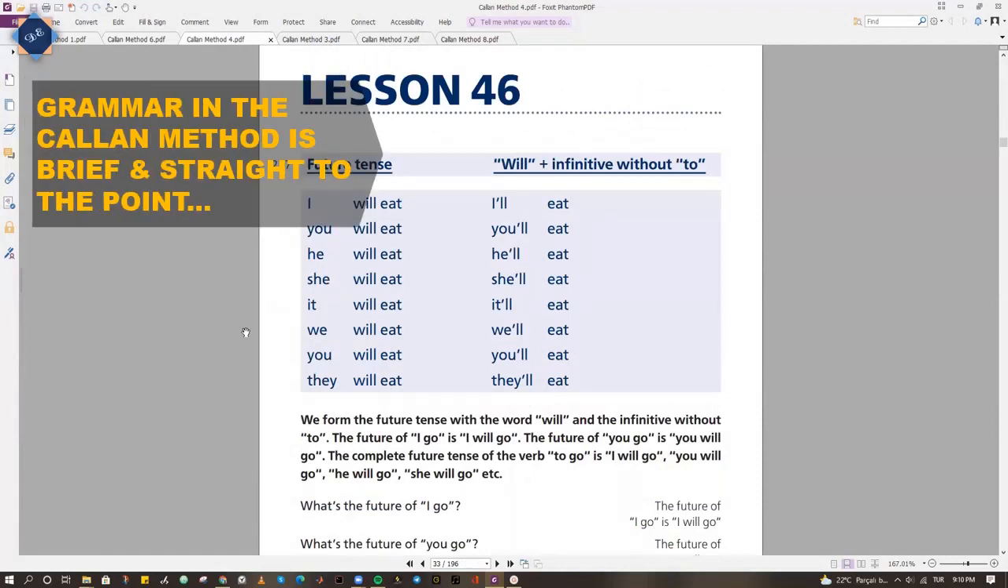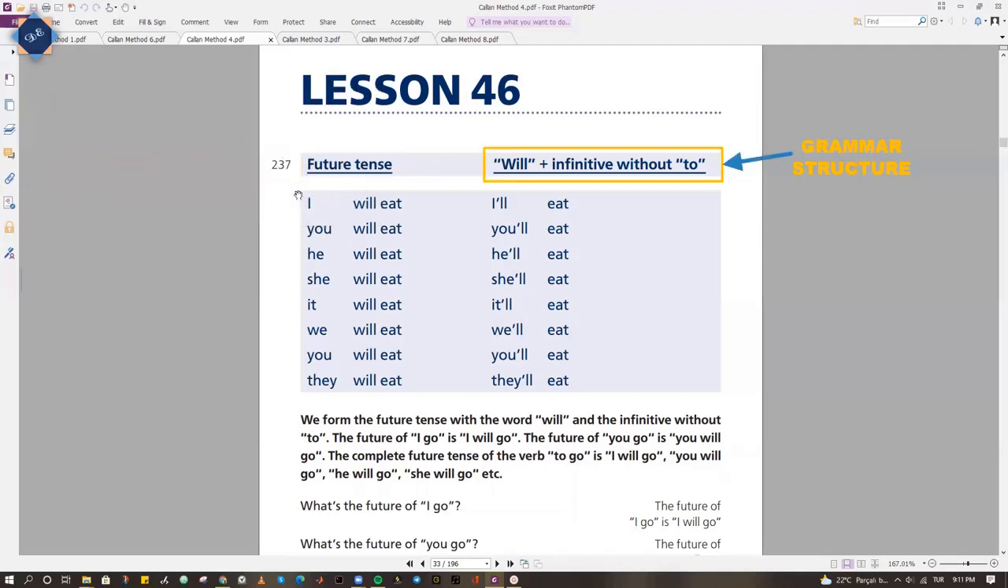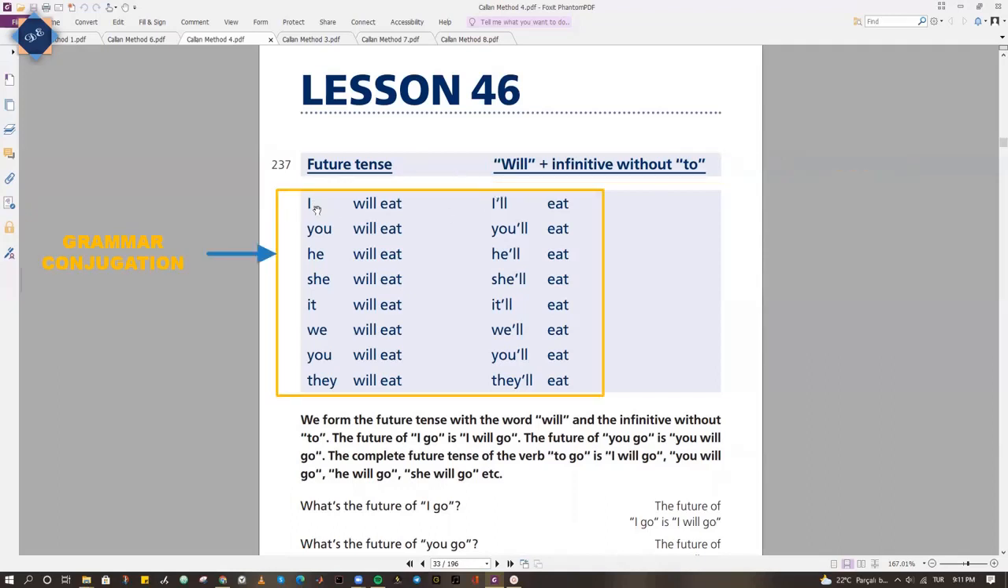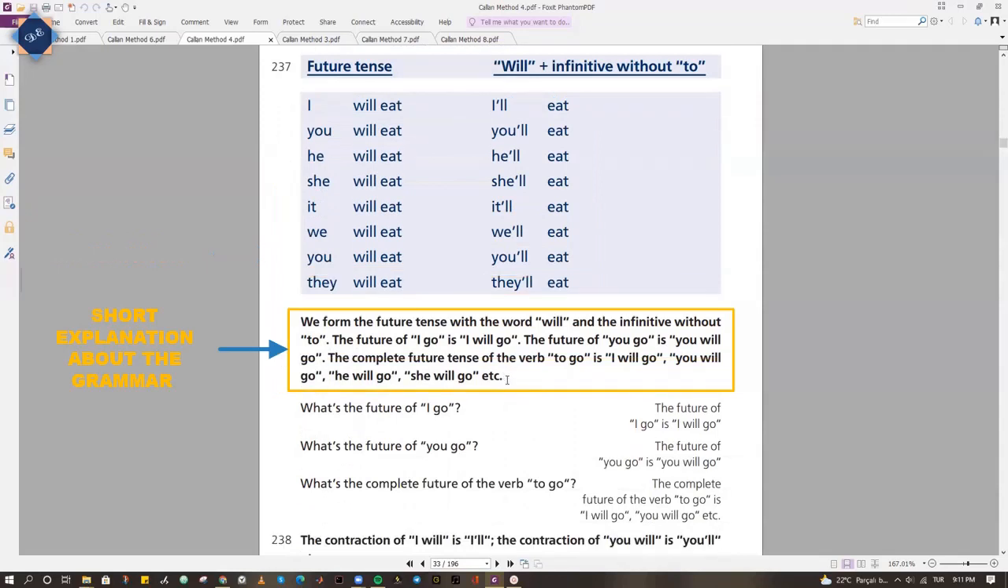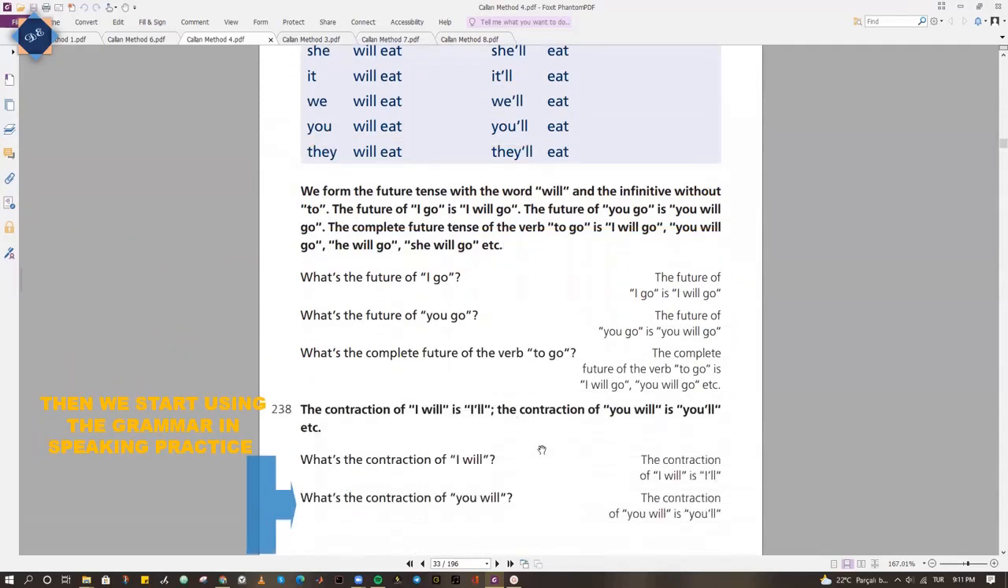But it's very interesting in the Callan method that the way grammar is presented here, it's not like the classic way of having a whole textbook of grammar. No, here, it's very brief. So we give the grammar and the sentence structure of the grammar, then we just give an example, the conjugation of the grammar. That's all. Then we explain what the grammar is all about or when we use it. And that's all. Then we dive into the questions and answers.